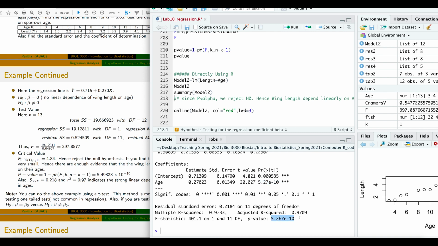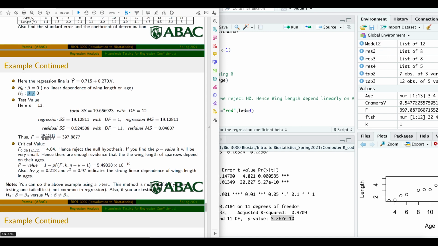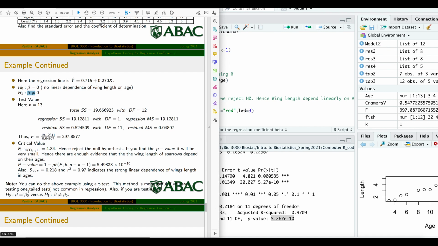So it is significant, meaning that beta is not equal to 0. We reject the null hypothesis, meaning that beta is not equal to 0. Okay, you see, that indicates the strong linear dependence of wing length on age. That's what we got. Okay, so let us look at the note.